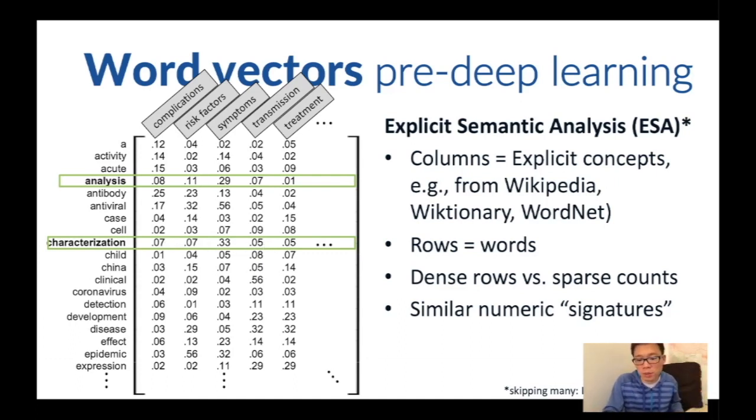Okay, so we're skipping lots of stuff like LSA, LDA, topic models. Explicit semantic analysis was actually a later thing, but I think it's just helpful for us to see that you can have vectors for a word that represents something.